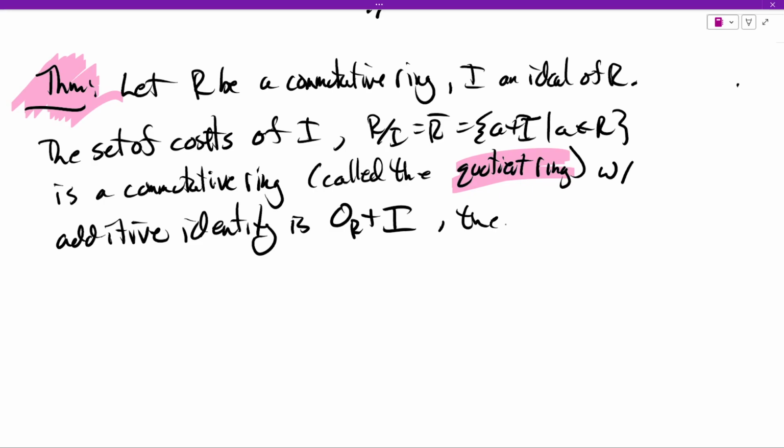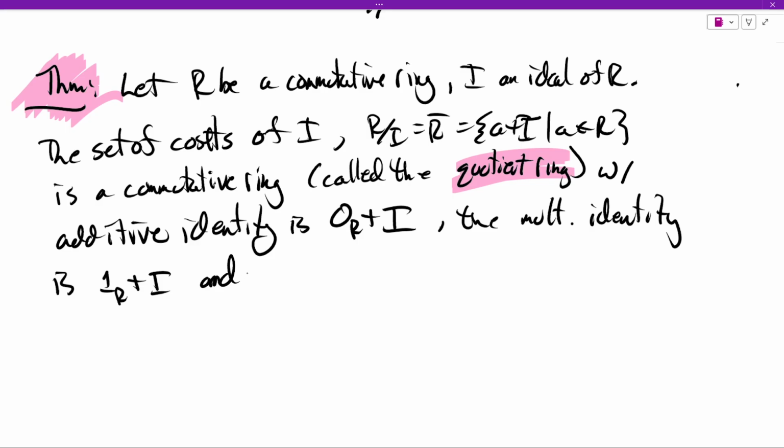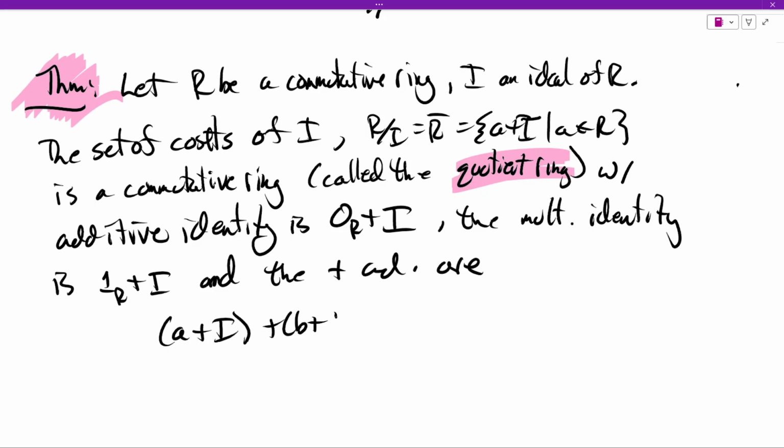The multiplicative identity is what you would expect. It's the multiplicative identity in R plus I. And the ring structure, the plus and dot, are what we just did. So if we have two cosets, to add them together, we will add their elements. This is well defined. That's what the previous video showed us.